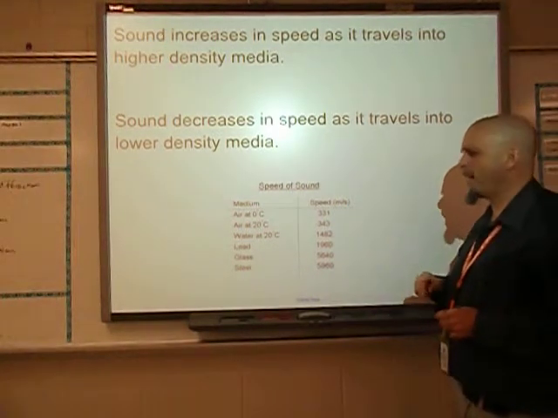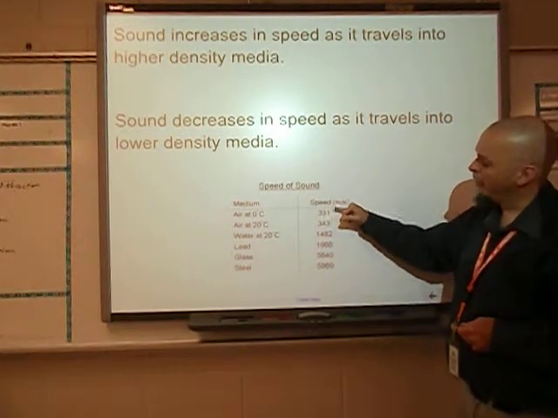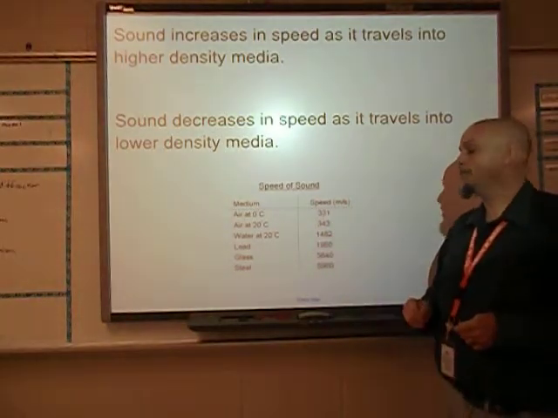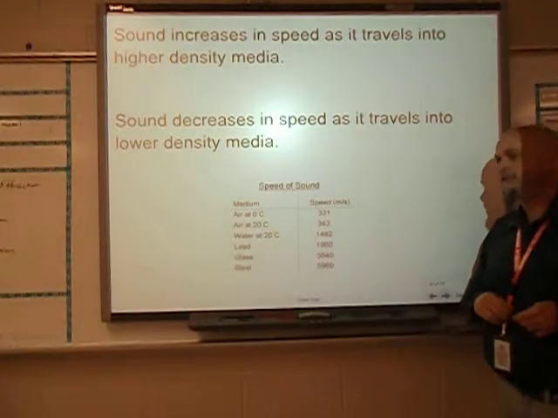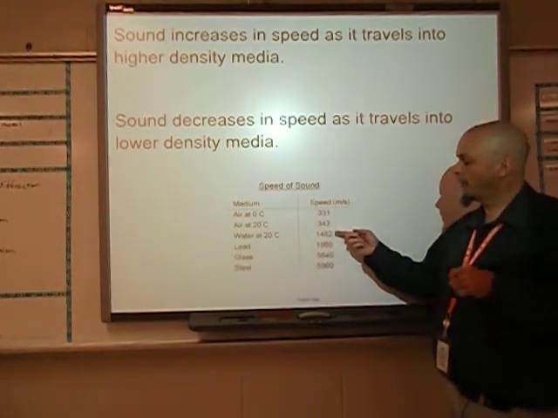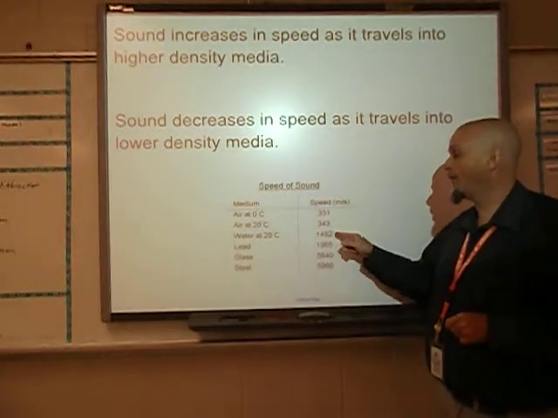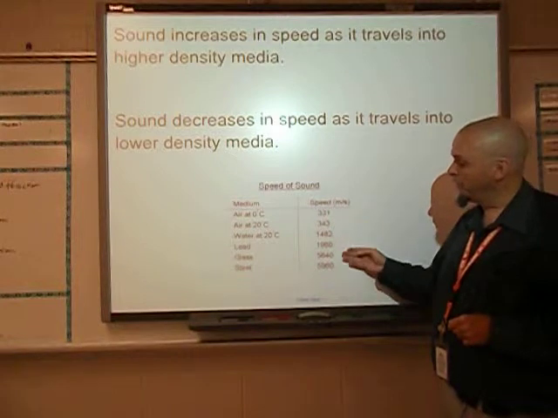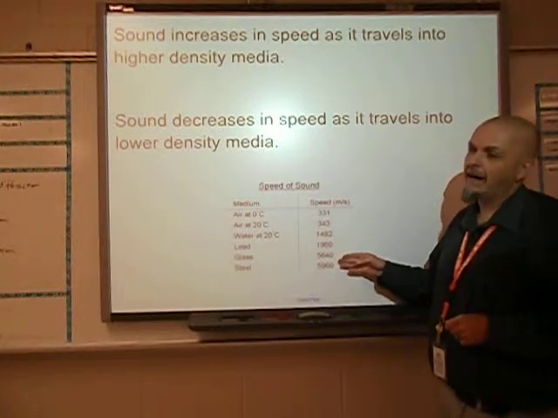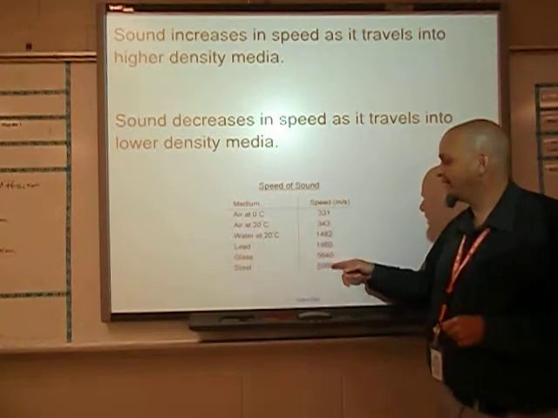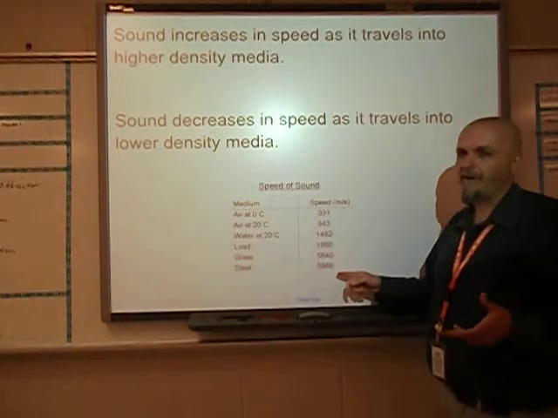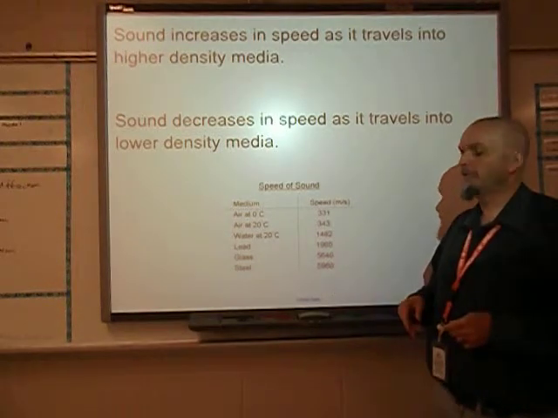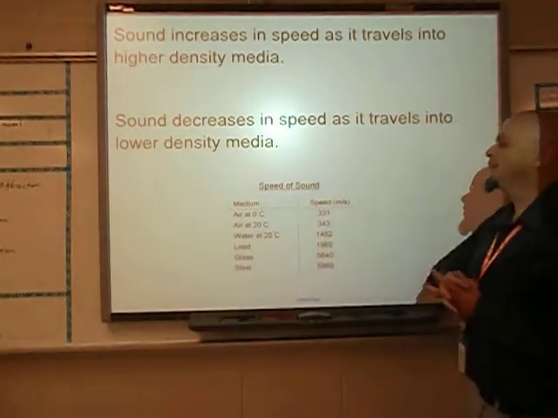This is where the big jump happens though. As you go from air, where it's in the mid 300 meters per second, into water, it jumps all the way up to 1,482 meters per second. So it's a very large increase, almost 5 times faster in water than it is in air. Then if we jump it up into some very high density, high elasticity materials like glass and steel, again, almost a 5-fold increase from about 1,500 to almost 6,000 meters per second in steel.